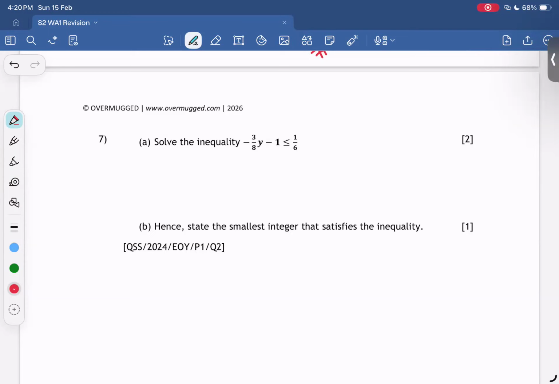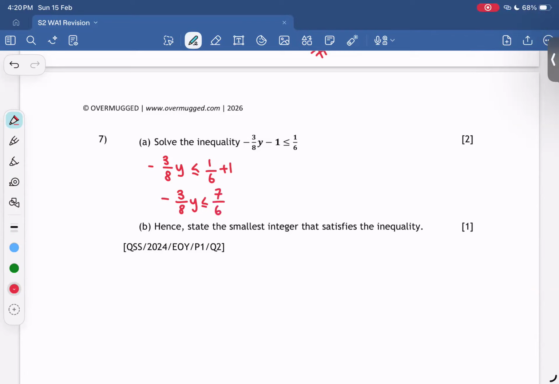So there's a few ways to go about this. For me, what I would do first is notice that there's this -1 in the middle. This -1 is trying to be a busybody, because it is a whole number. And on the right hand side also, I have a number with no algebra. So I can bring this -1 over to the other side first. So I will have -3 over 8y is less than or equal to 1 over 6 plus 1. Now I can combine them together to become 7 over 6.